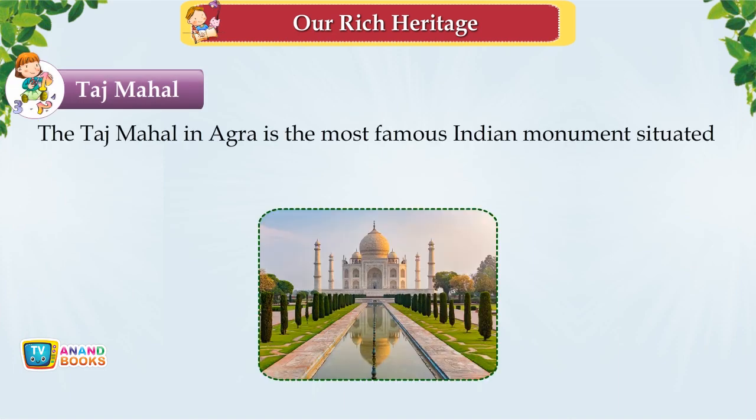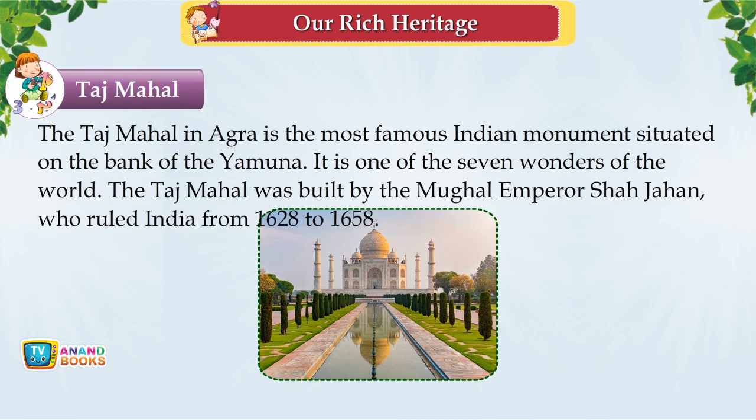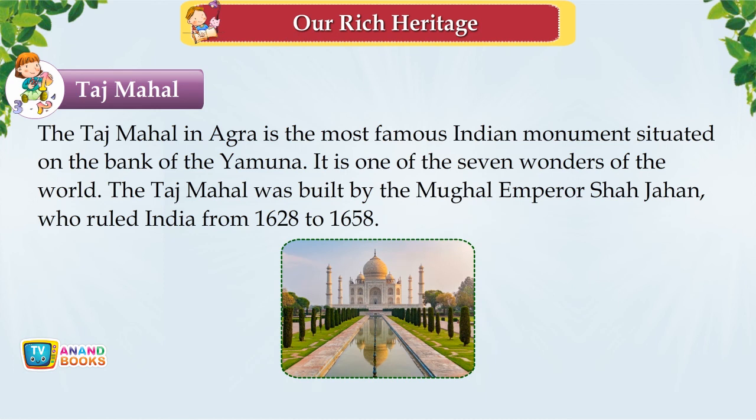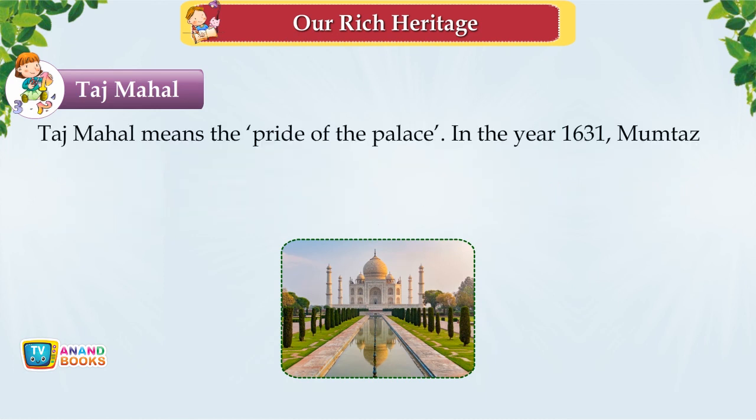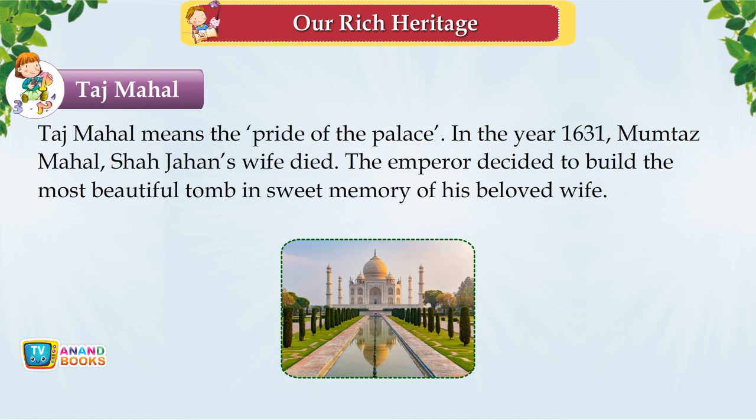Taj Mahal. The Taj Mahal in Agra is the most famous Indian monument situated on the bank of the Yamuna. It is one of the 7 wonders of the world. The Taj Mahal was built by the Mughal Emperor Shah Jahan, who ruled India from 1628 to 1658. Taj Mahal means the pride of the palace. In the year 1631, Mumtaz Mahal, Shah Jahan's wife, died. The emperor decided to build the most beautiful tomb in sweet memory of his beloved wife.